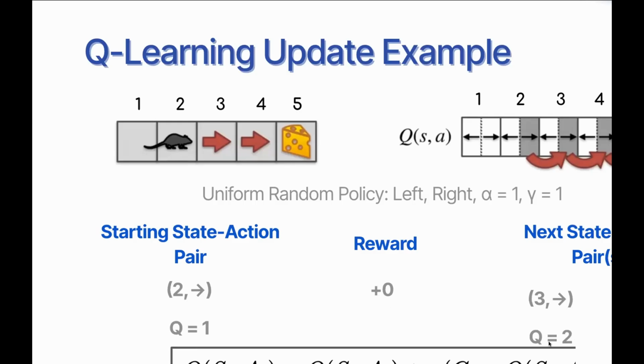Right, this one, right? Q equals 2. Even though it's a uniform random policy, you don't care about that anymore. You just pick that one. So here it would be the same: Q of 2, right plus 0 plus Q of 3, right minus Q of 2, right equals this, equals 2.